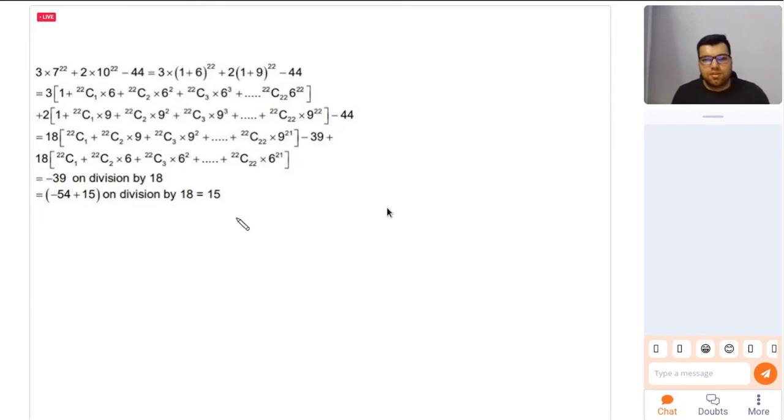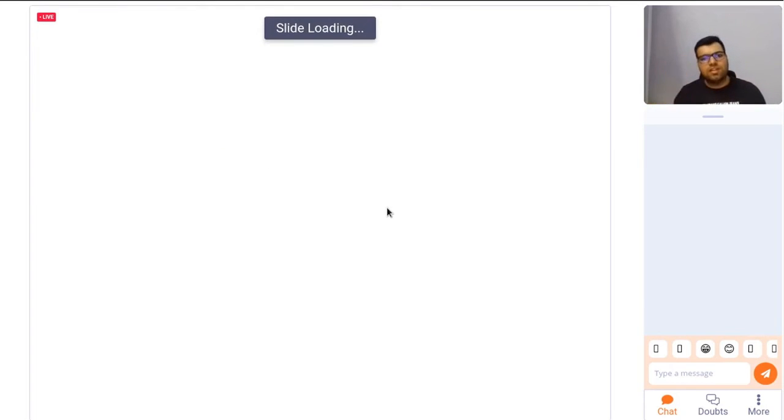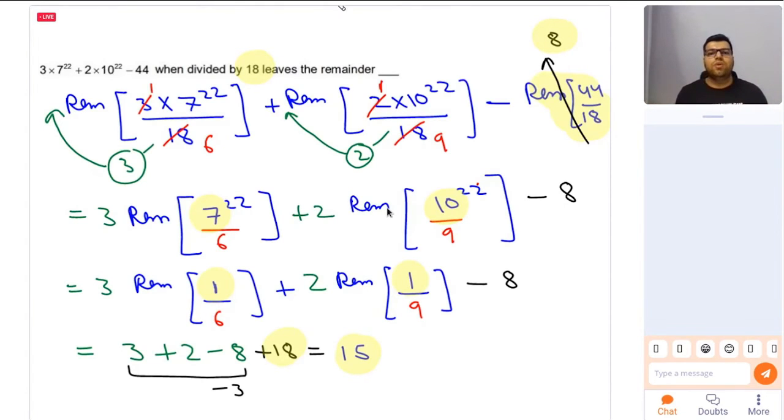So the answer is 15, students. Very nice. So we solved it using the Rem function. It was very simple. I think only the first step was critical, wherein you had to factor out 3 and 2 and keep the factored number on the left. And after that, it was very simple.